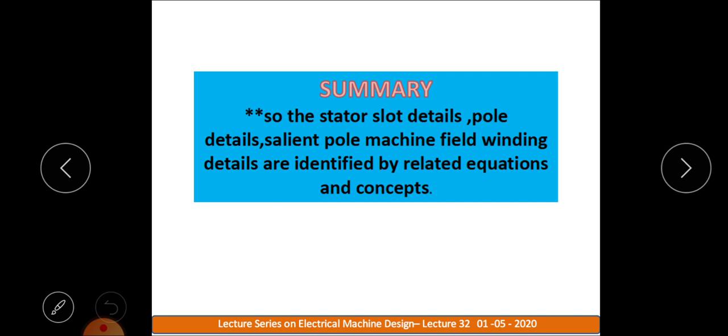In part B we have calculated the length and width of pole. For that we need the area of pole. The area of pole we have calculated as 1295 centimeter square. The axial length of pole is taken as 42.5 centimeter as per calculation, and the width of pole is 30.475 centimeter. So these are related to the length and width of pole.